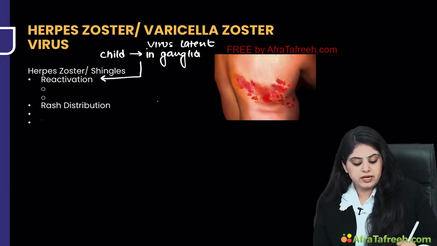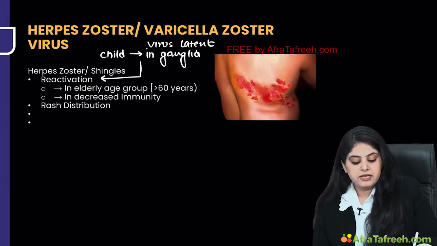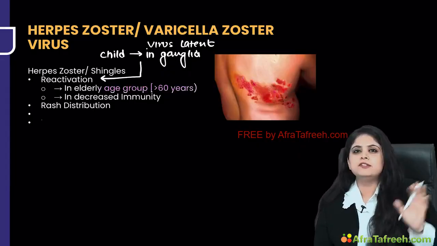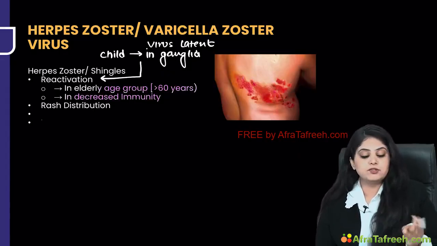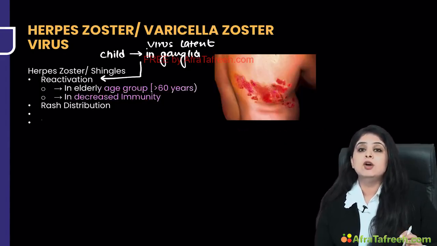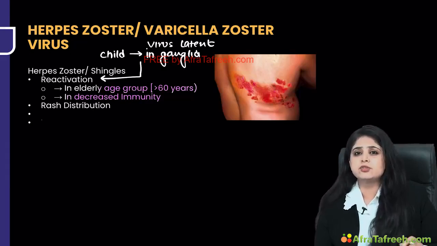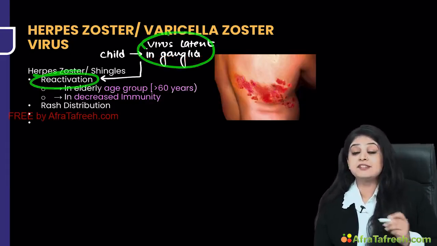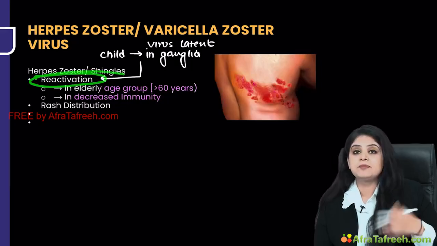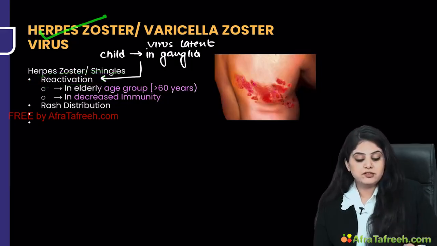So when would it get reactivated? Either in some very, very old age, number one, some 50, 60, 65-year-old person, or whenever the immunity of the body goes down. Patient says, I was under prolonged fasting, or HIV patients, or maybe some organ transplant or transfusion. So there will be some kind of immunocompromised state. So that sleeping virus will suddenly wake up, right? That is what results in herpes zoster.